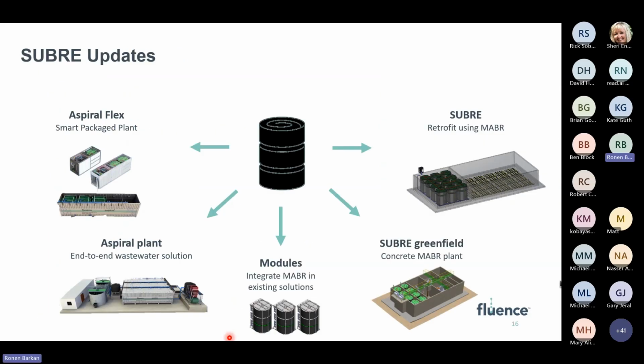I will now hand it over to Neri, who will provide some update about our SUBRE product line, which is basically unlike the Aspiral package plants, which were providing the complete package plant. In the SUBRE, we're either retrofitting or doing green build for larger municipal plants, call it in the MGD flow range, where we're probably going to be utilizing concrete basins as opposed to above ground steel tanks.